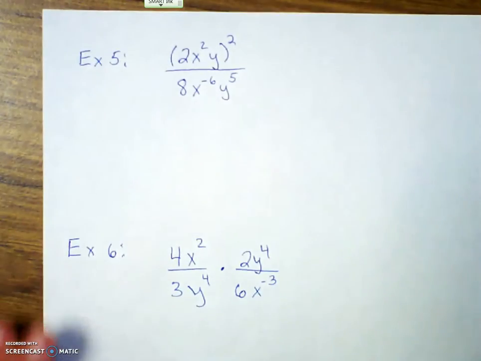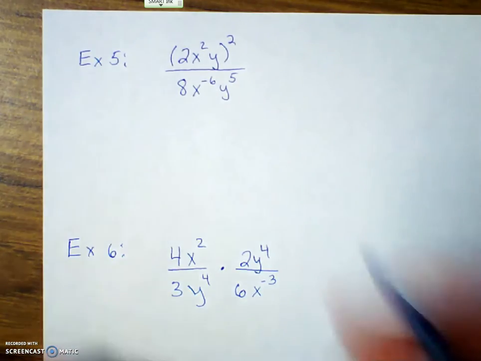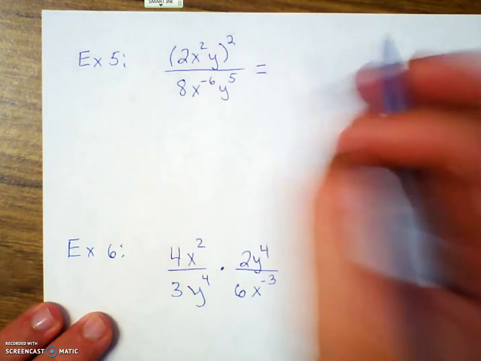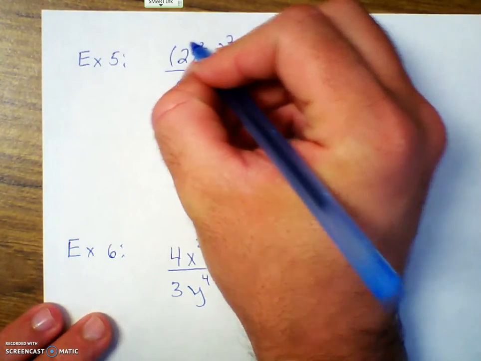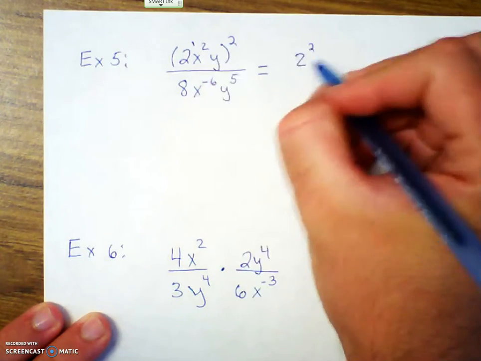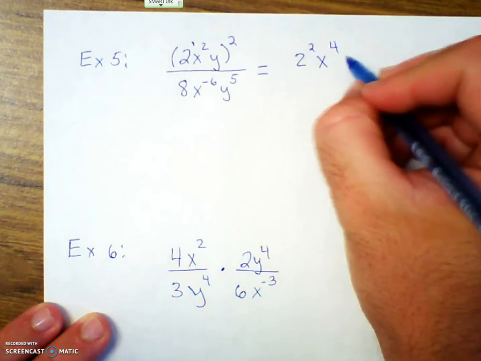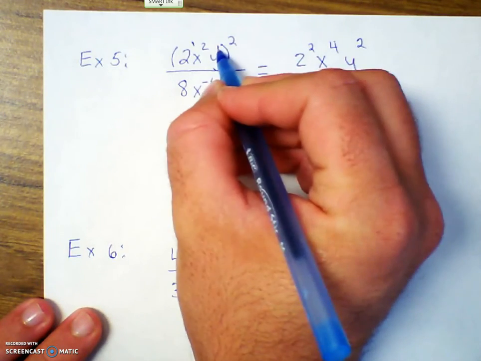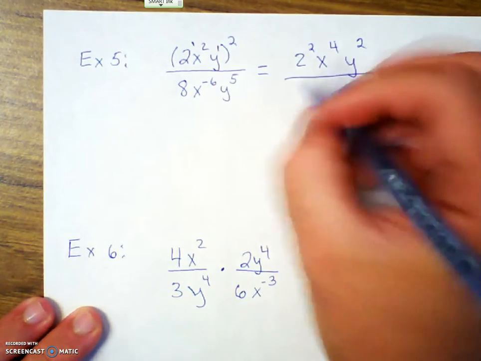Alright, a few more examples. Example 5. This one has division and a power to a power in the same question, so follow order of operations. Get rid of your exponents first. This is 2 squared, and then x to the 4th on top, y squared on top. I'm just multiplying all my exponents. 1 times 2, 2 times 2, 1 times 2. On the bottom, nothing changes yet.